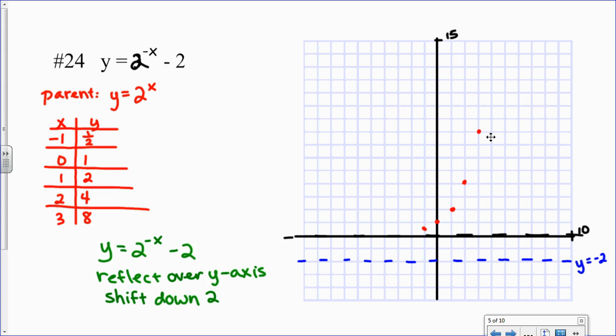Okay, now take all your points, reflect them over y, and then down 2. So I have to reflect over y, down 2. If you're on the y-axis, when you reflect, you stay on the y, then down 2. Here, reflect, down 2. Reflect, down 2. And this one, reflect, and down 2.